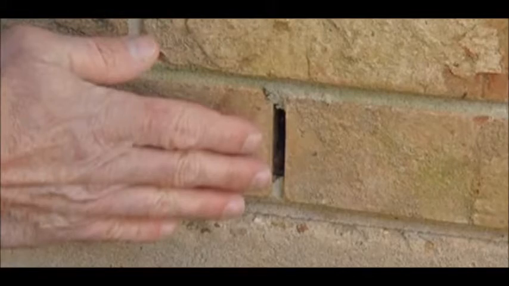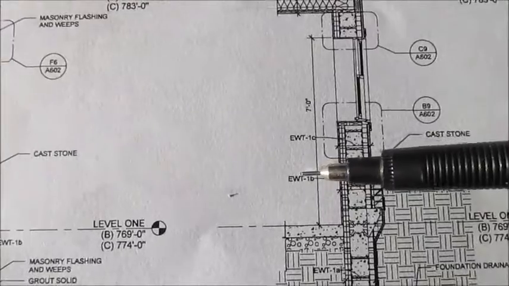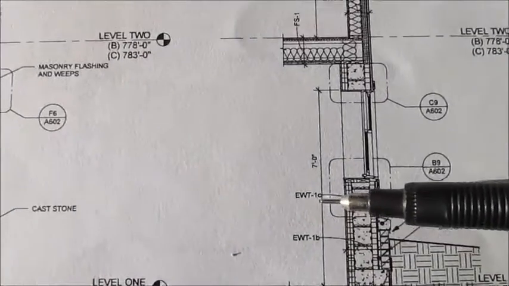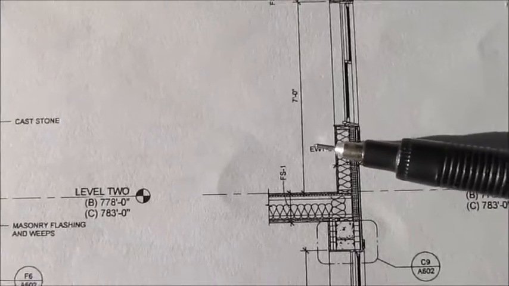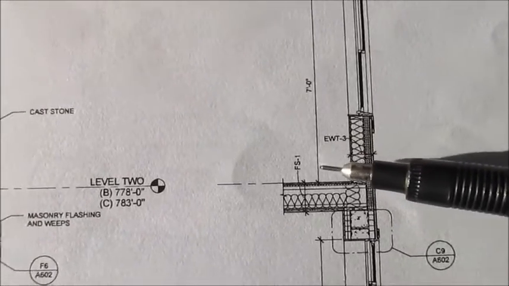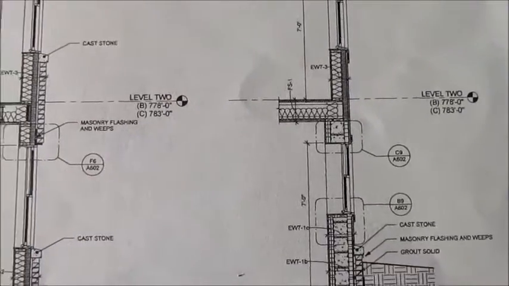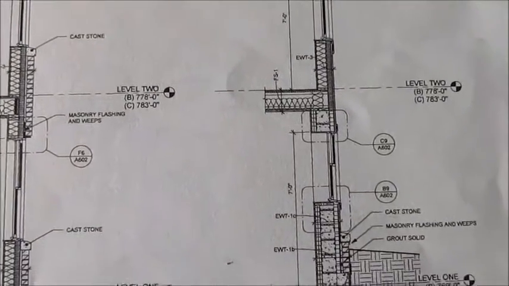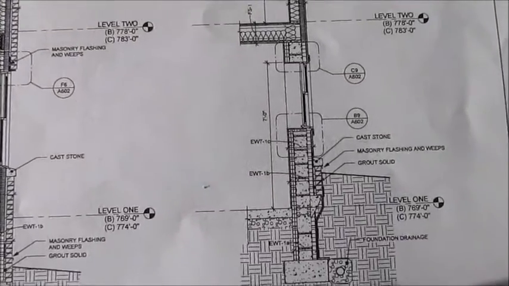Here's our hand model showing us a weep hole. If we work our way up through here, you're going to find some labels: EWT1B, EWT1C. If I work my way up, I find an EWT3, I find an FS1. And these refer to some specific things in our print and tell us how to build things. But if we don't know how to read this language, it's going to be really tough to figure out. So let's take a look at that.